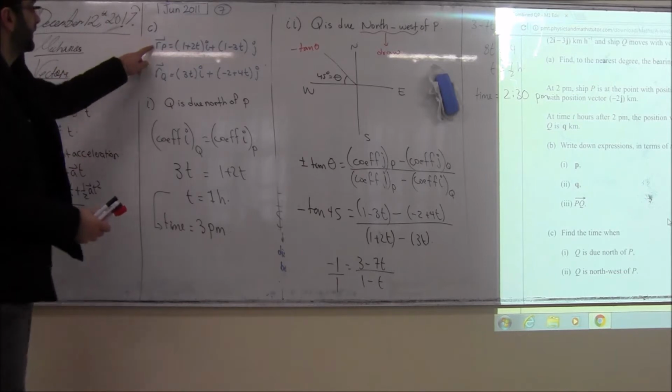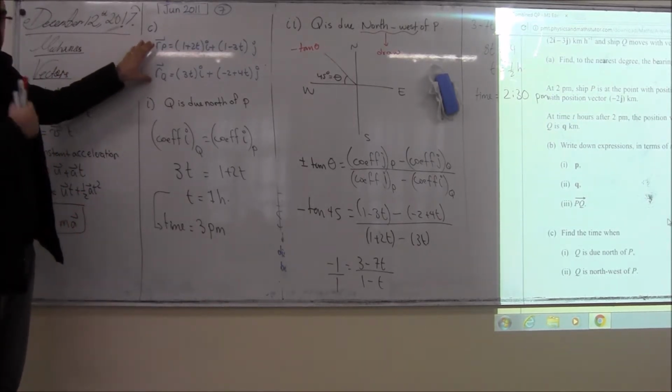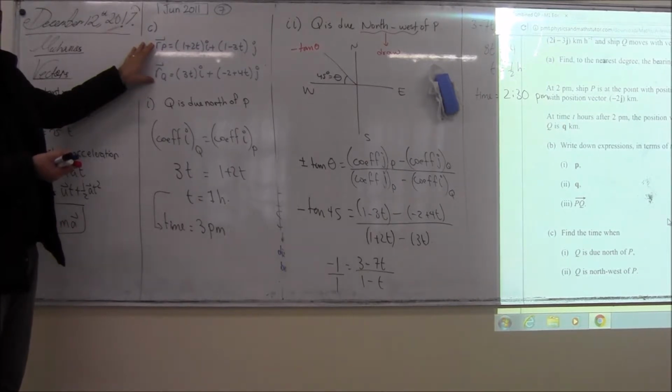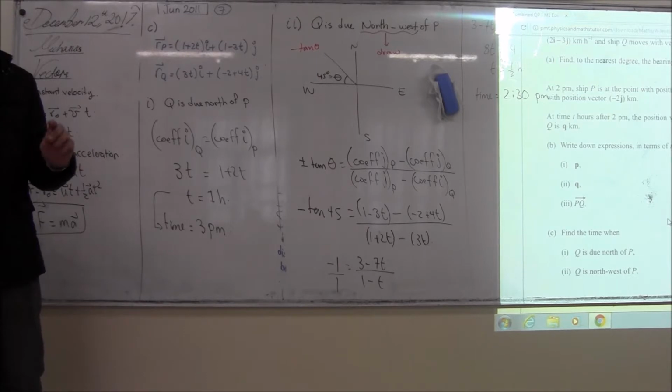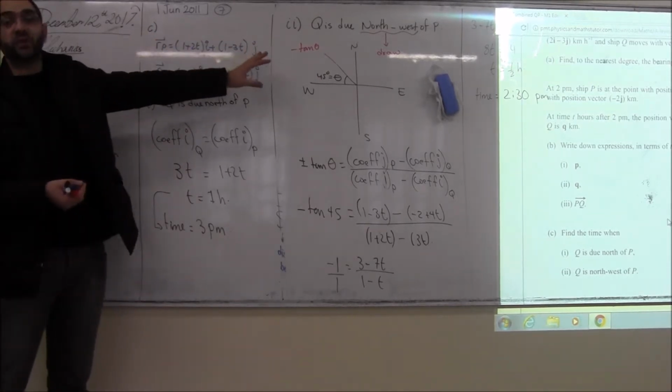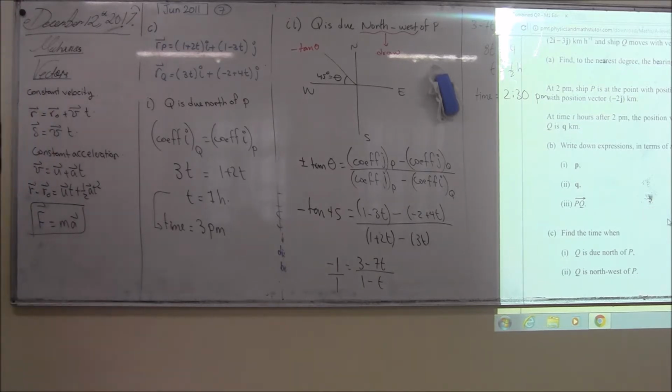Why did we use the final position? Right, and actually, yes, I say that these are the final position. But if I substitute t equals 0, I will get what? The initial position. This is the general expression for the position of P and Q at any time. Any question about this?